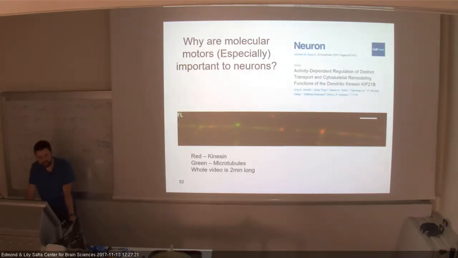Regarding your question about how fast these move, in order to do that, we need to get to a resolution where you can start imaging a specific molecule and measuring it across the length of a fiber or an axon. In this paper from 2016, which is very recent, this is exactly what they did. It's not that they did it first, but they did it the nicest that I found. In this video, the red dots are single kinesin molecules, and the green are the microtubules. This whole video will take 15 seconds, but it's actually 2 minutes long.